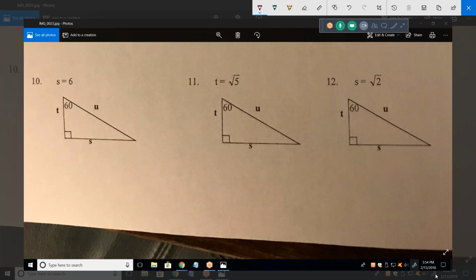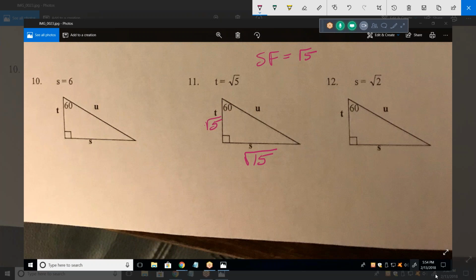So T would be root 5, which means the scale factor would be root 5. Correct, because it's divided by 1. And then you'll do root 5 multiplied by root 3, which is root 15, which equals S. And that cannot be simplified. There are no factors of root 15 that are perfect square numbers.